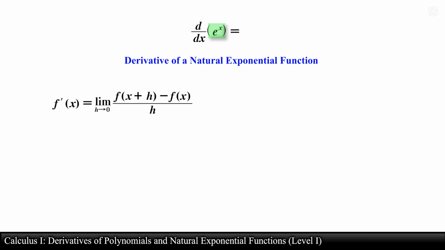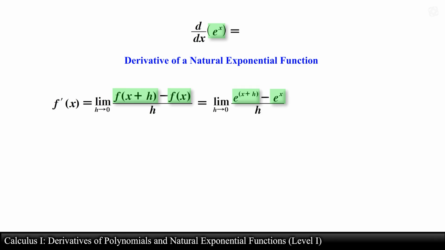The next derivative rule we have in our arsenal is a derivative of a natural exponential function. Let's compute the derivative of a natural exponential function f of x equals e raised to the power of x by using the definition of the derivative. Recall that the definition of the derivative was equal to the following expression. F prime of x equals the limit as h approaches 0 of f of x plus h minus f of x over h.